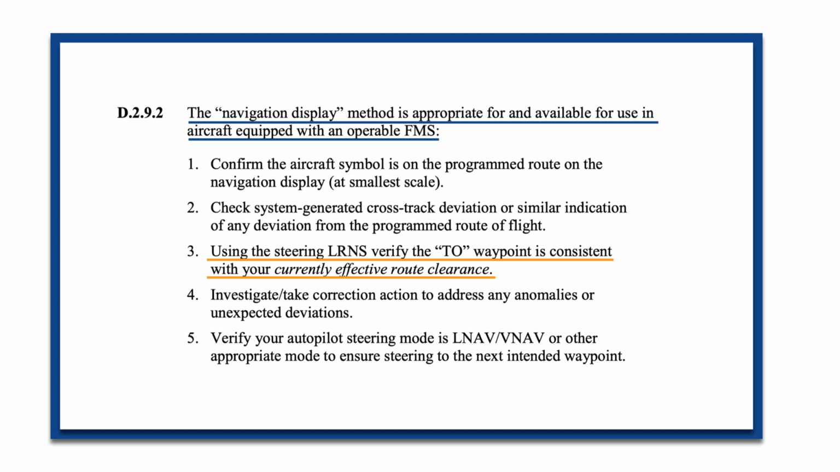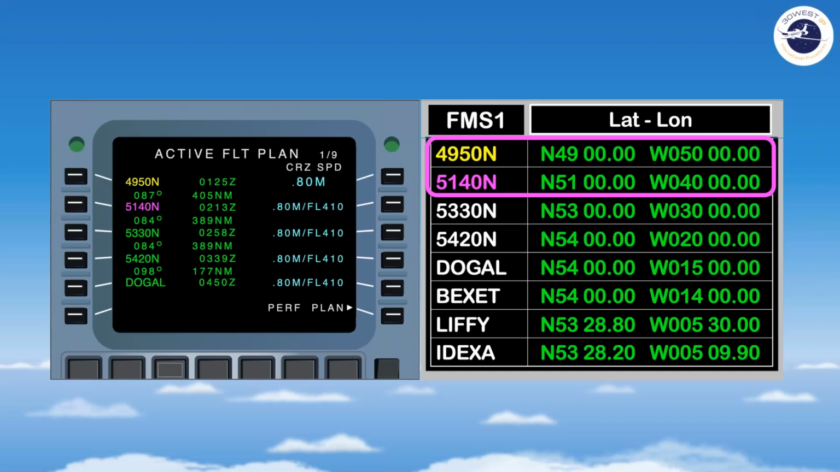Then, just like previously, for the plotting method, use the steering LRNS to verify the two waypoint is consistent with your currently effective route clearance. I guess I mentioned that before. You still got to do all those checks to make sure that what is in your system is what is your clearance. And as Mitch alluded to, the best way to do that is on the exploded lat longs to make sure that 4950N really is north 49 degrees, west 50 degrees.